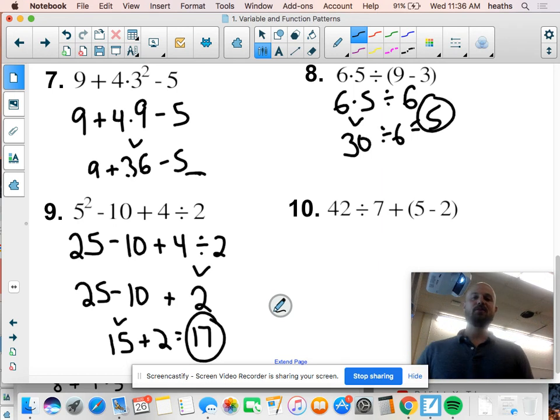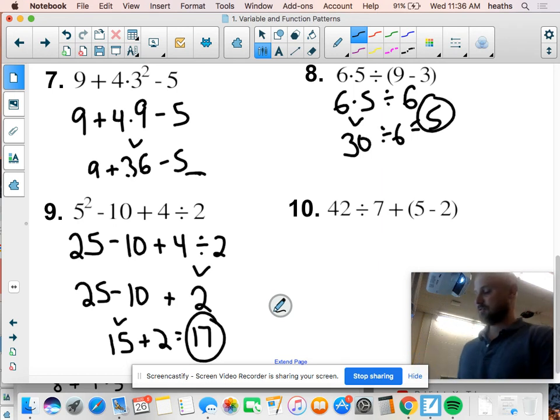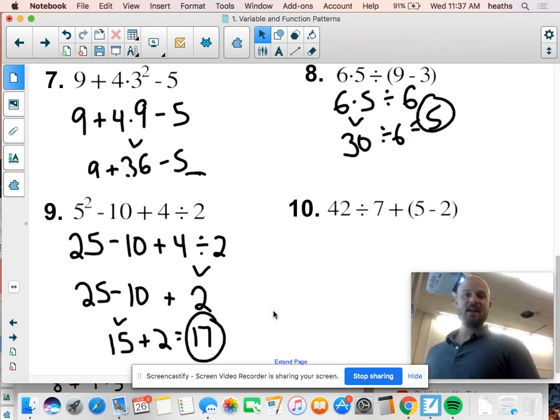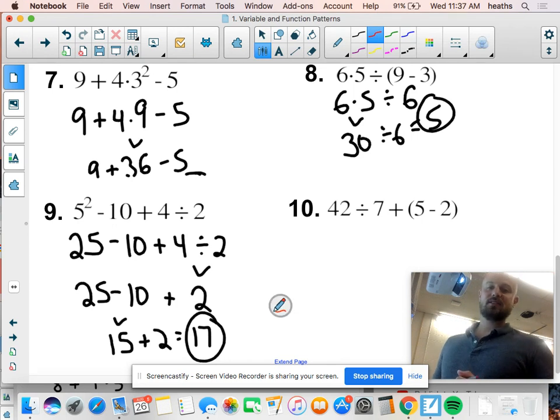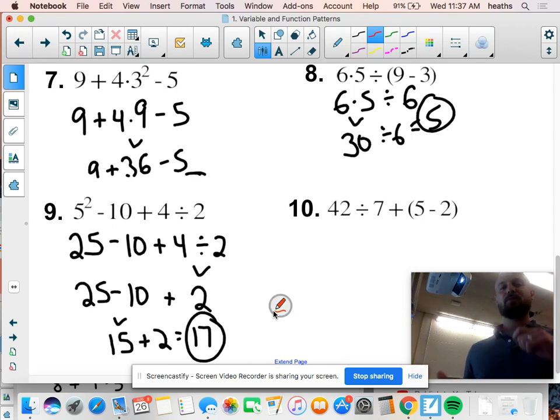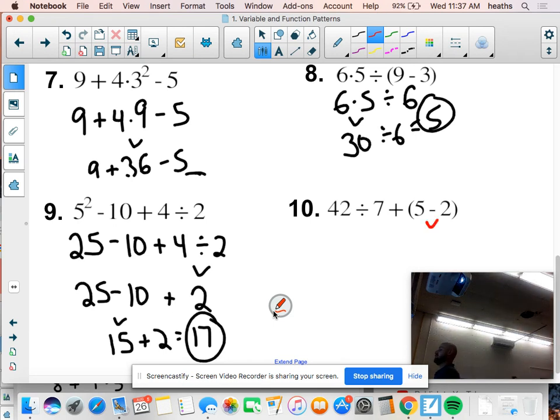And finally, number 10 is going to give us 42 divided by 7 plus parenthesis 5 minus 2. We need to take care of parentheses and exponents first. I do not see any exponents, but there is a parenthesis. So 5 minus 2 is going to be 3. Drop the rest of our problem down. 42 divided by 7 plus 3.